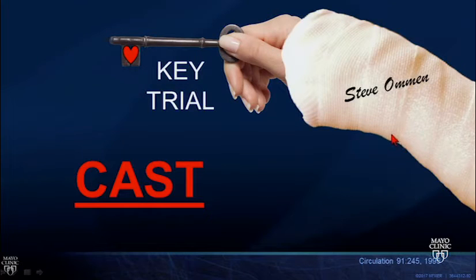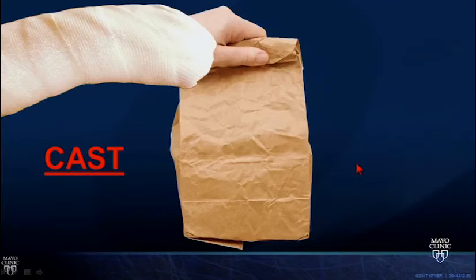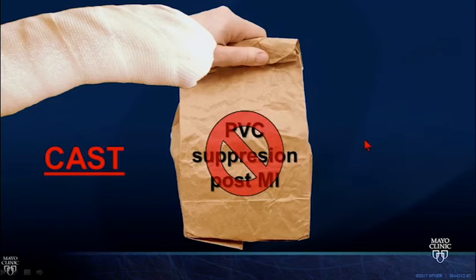Okay? So the CAST trial looked at suppression of PVCs in the setting of acute MI with class 1 antiarrhythmics, things like flecainide. And what they found is while they could suppress the PVCs, these patients actually had more ventricular arrhythmias. It was pro-arrhythmic. And because of that, there was more death. So don't pursue PVC suppression. Don't use class 1 antiarrhythmics in patients with coronary disease.